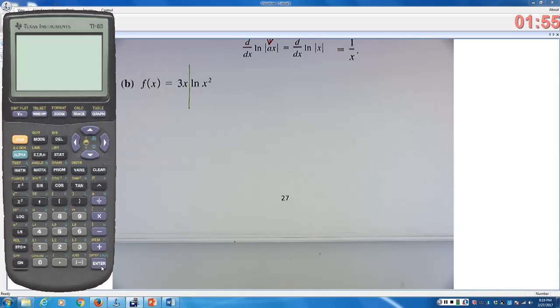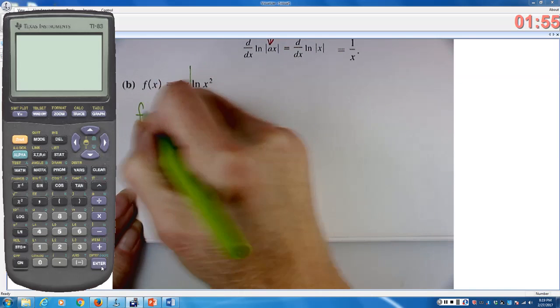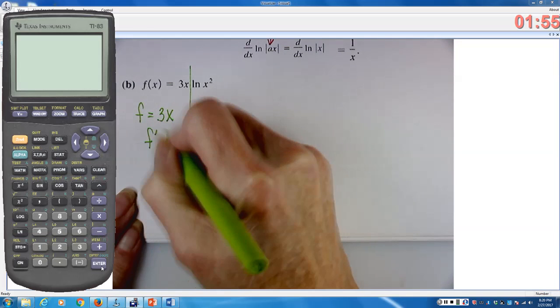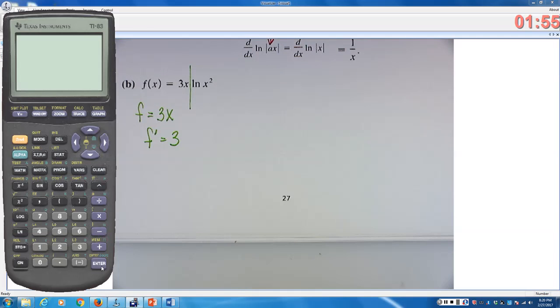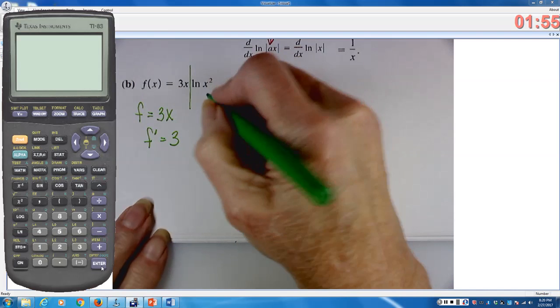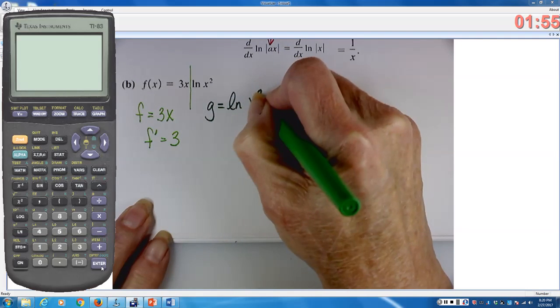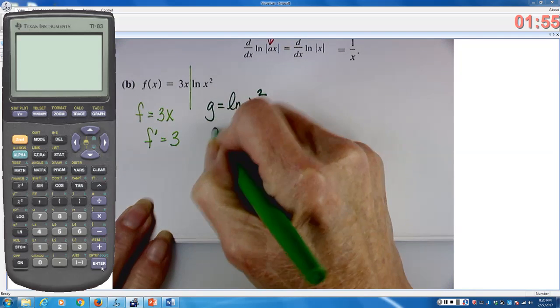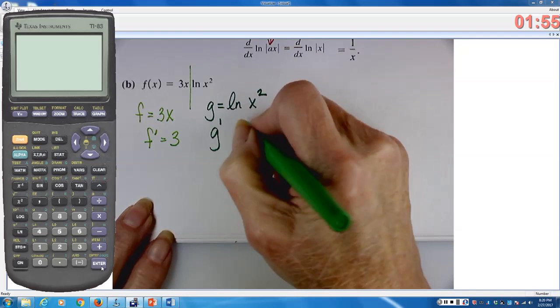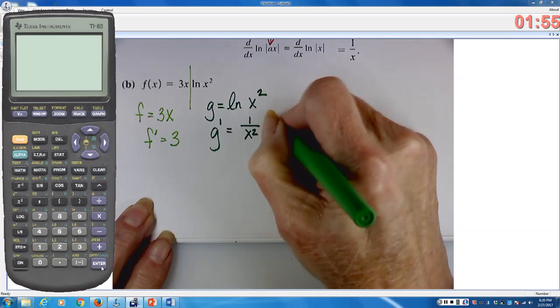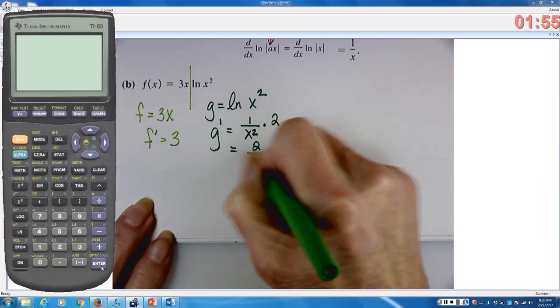And that is a product. F is 3x. F prime is 3. G is the natural log of x squared. G prime is going to be 1 over x squared times 2, or 2 over x squared.